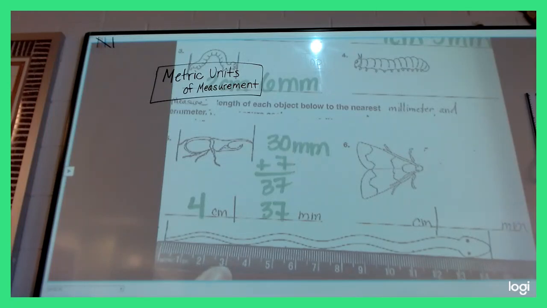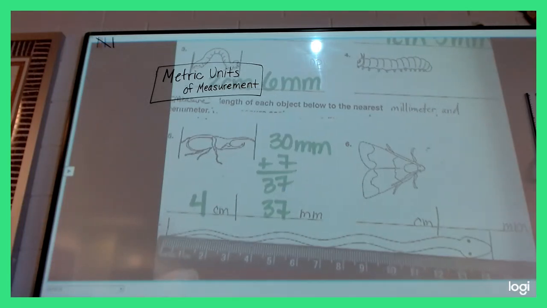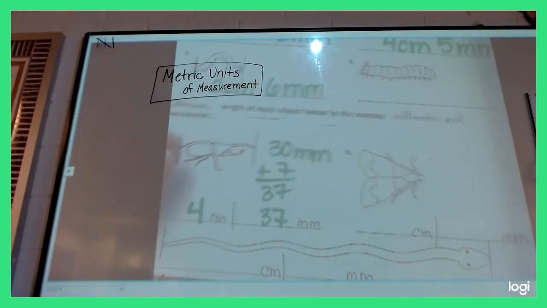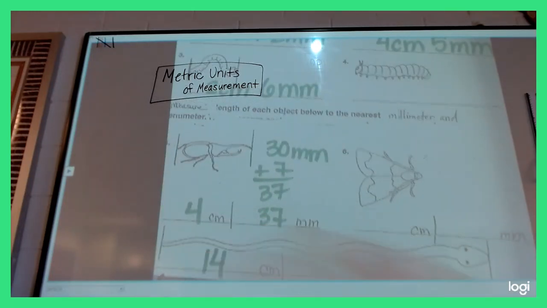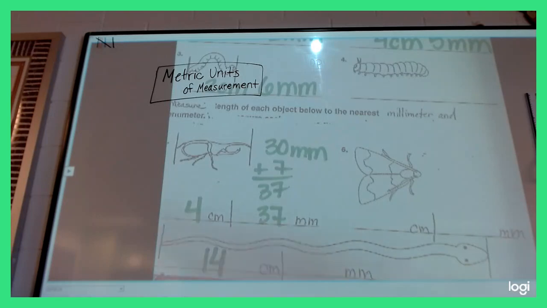Alright, so the first thing, let's measure in centimeters first. To the closest centimeter, how long is that snake? Abby? 14. We're almost to the 14, so that is closest. So 14 centimeters is our closest estimate for that way.